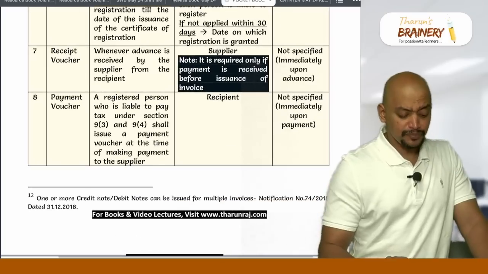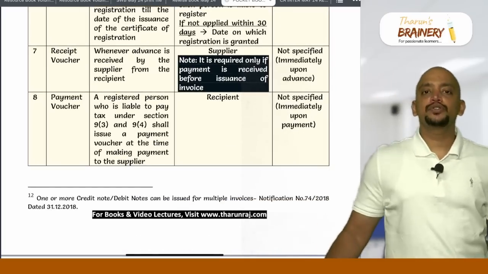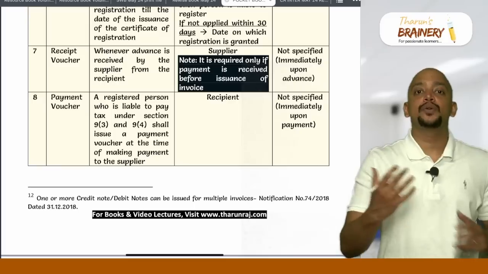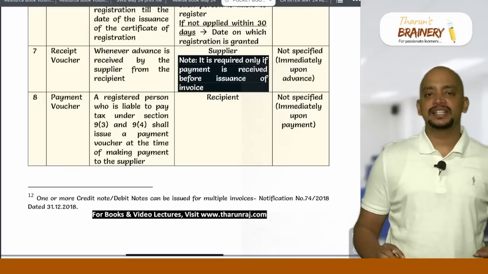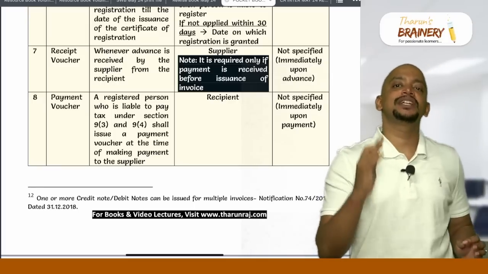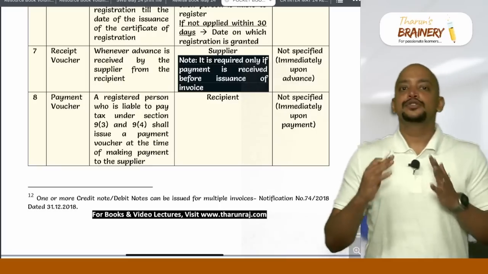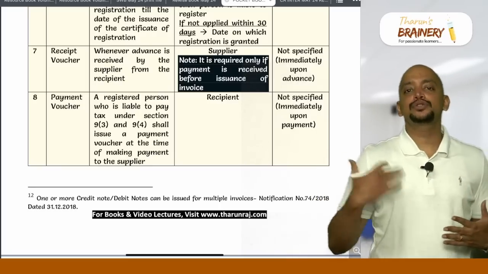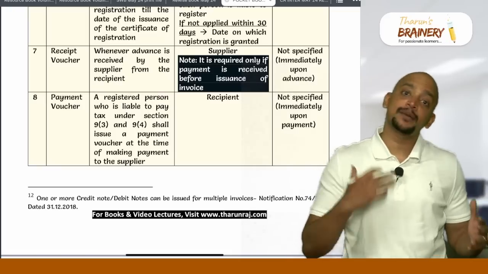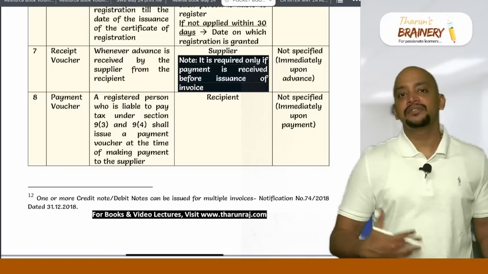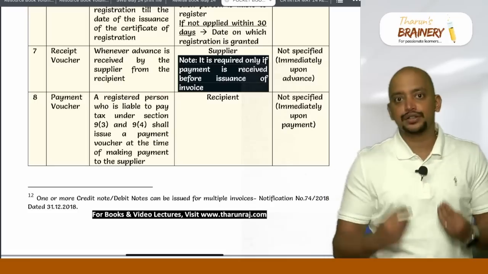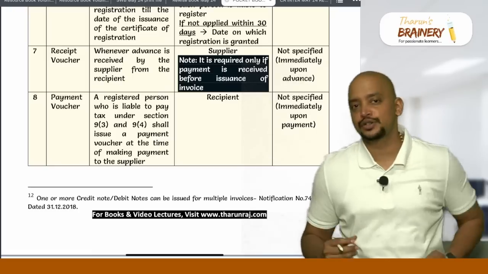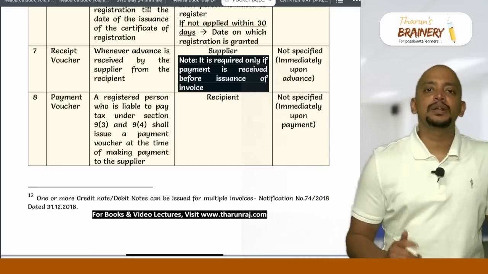Then next, receipt voucher. A receipt voucher will be given by the supplier to the recipient immediately as and when the advance is being collected. What is called an advance? Any amount that is received before the date of invoice is known as advance. So if the supplier is collecting the advance, the supplier has to give one document to the recipient to establish proof that the supplier has taken the advance, and the document is known as a receipt voucher.